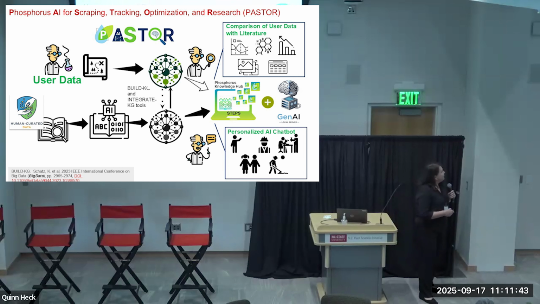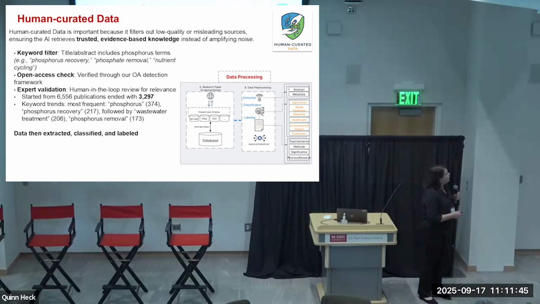Let me go over a couple of things. Human curated data, why is it important? Right, so it's trusted, evidence-based research. For example, when we started with the search of publications on phosphorus and sustainability, we saw 7,000 publications show up. After curation, we only had 3,300 left, and the other ones were not considered to be of quality.